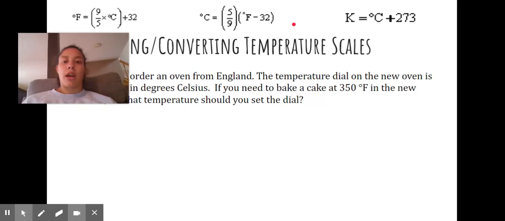All right, I'm going to stop there. I will be adding in an additional video on how we convert between temperature scales, and you will be doing some calculations along with that.